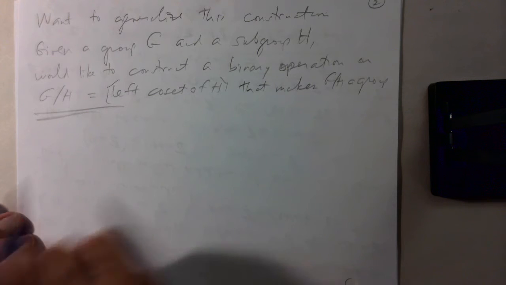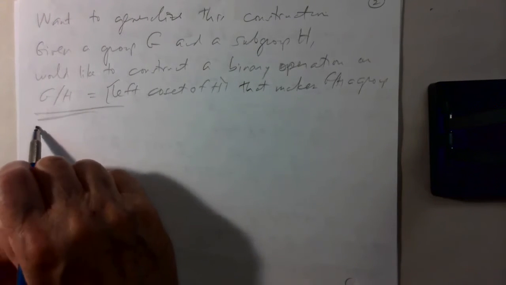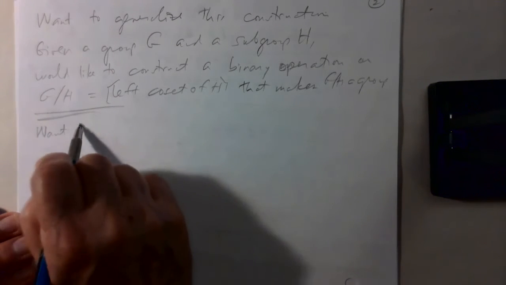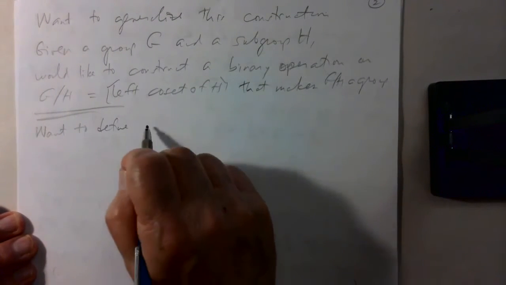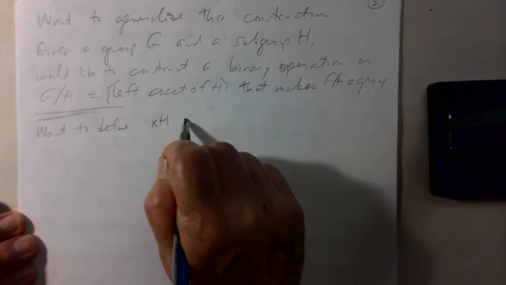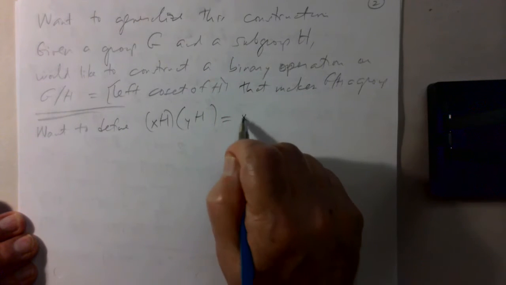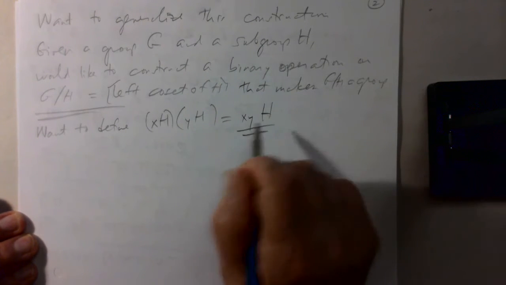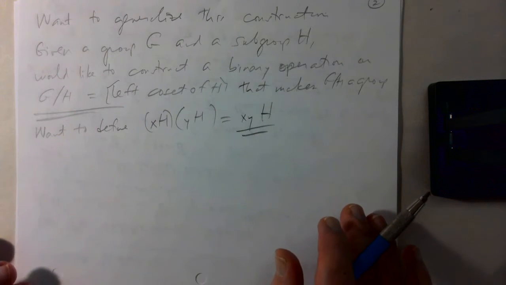We'd like a binary operator that makes it a group, and we want to define the multiplication of two cosets as follows. If you have the coset XH and the coset YH, we want the product to be equal to XY times H. That's the multiplication we would like to define on the left cosets, because that's a nice generalization of congruence classes.